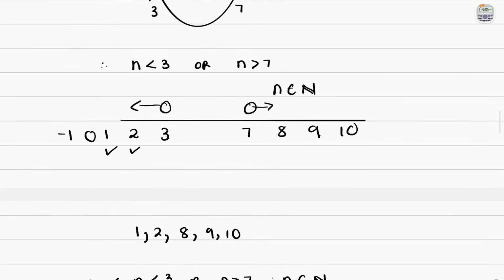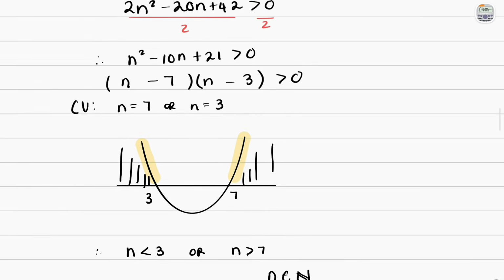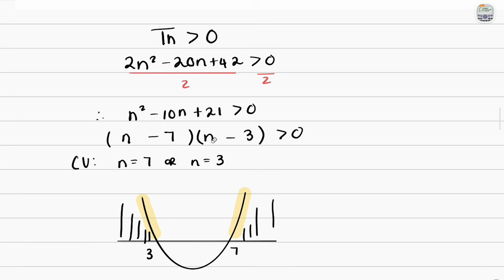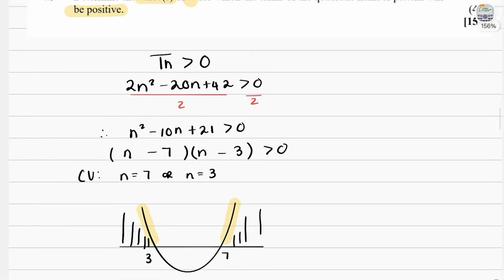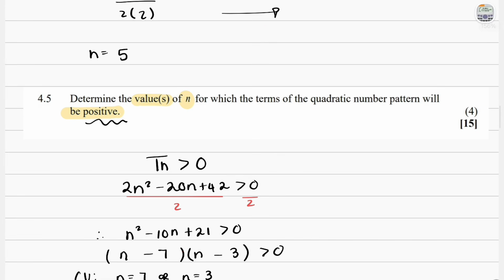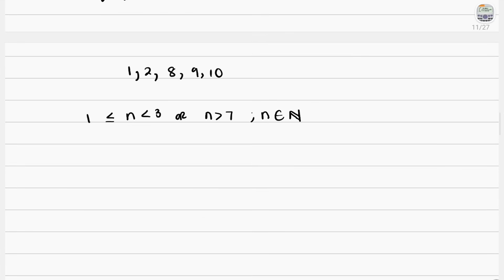Remember, you can't really say equal to 3 or equal to 7, because if you substitute 3 into this equation, you get 3 minus 3 and then 3 minus 7. But 3 minus 3 is 0. 0 times anything stays 0. They want the numbers to be positive, not equal to 0. 0 is not a positive number. It's neither positive nor negative. So these will be our answers.